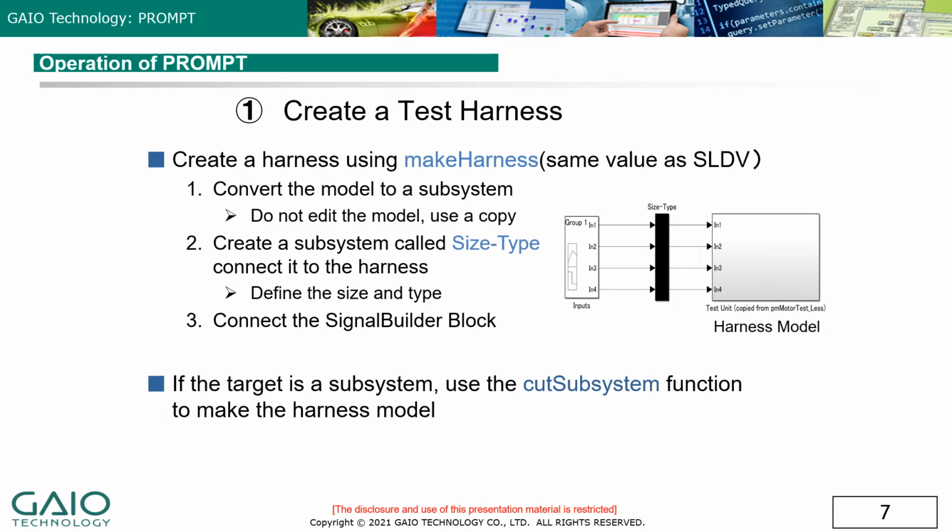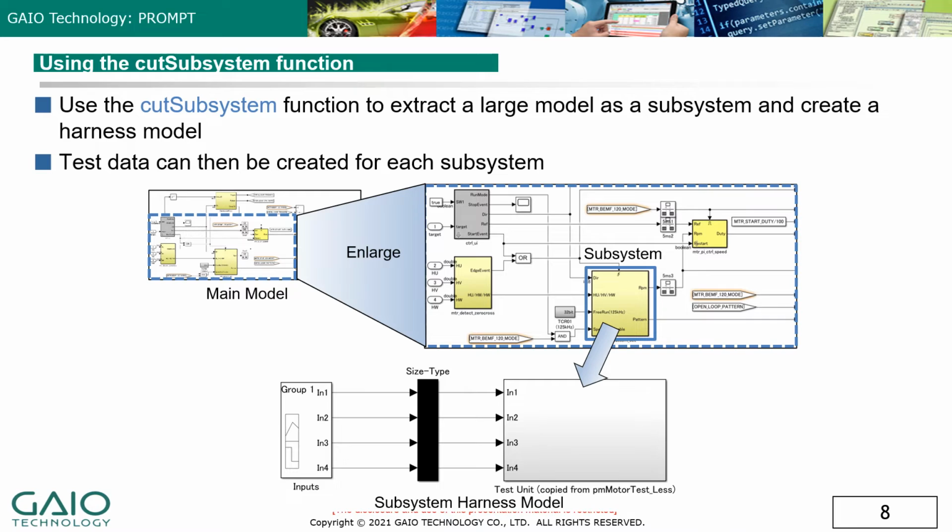Firstly, create a test harness from the test system or subsystem. Use a size type subsystem to connect it to the signal builder block for the input signals. If the test system is very large, it can be divided into subsystems using the cut subsystem function.